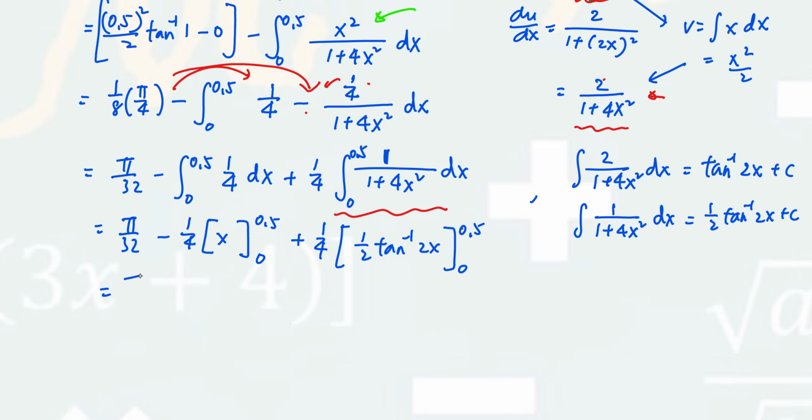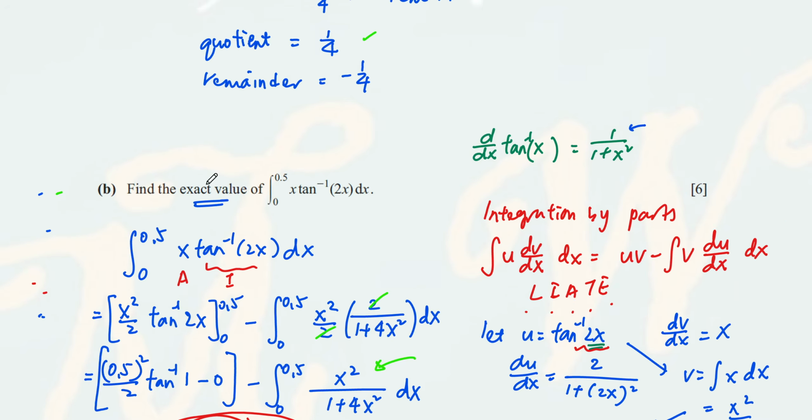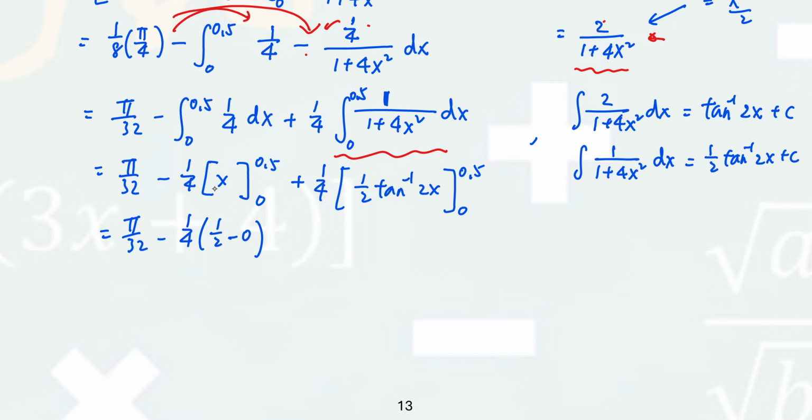Then now you just replace all the values. The 0.5 I can change to half, minus 0. Okay, let's look at the question. The question is asking for exact. Exact means no decimal. But we can leave it in fraction, no problem. Okay, so then this 1 over 2 I move out.